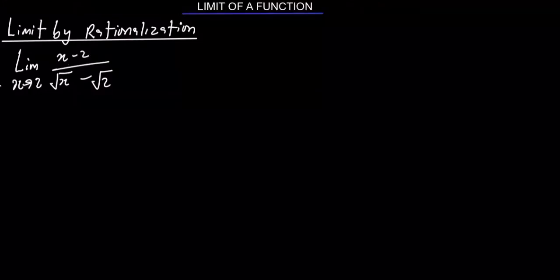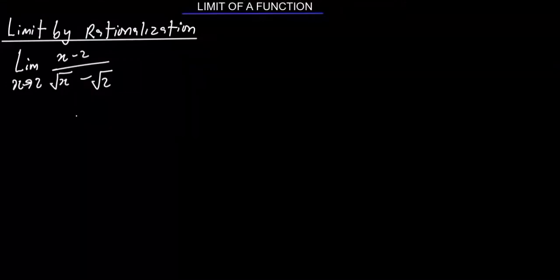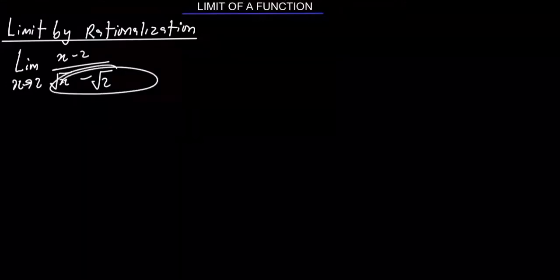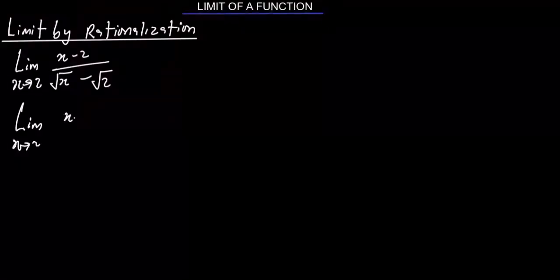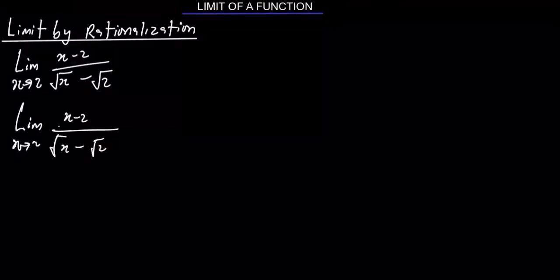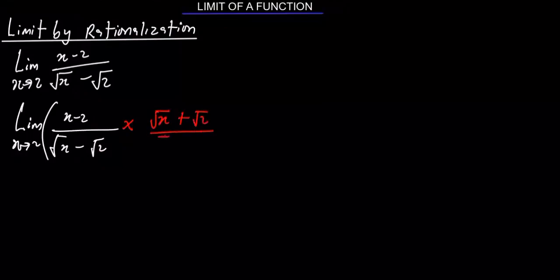So remember, how do we know where to rationalize? Where to rationalize is that point where you have your roots, and that is the denominator. So you have the limit as x tends to 2 of x minus 2 over square root of x minus square root of 2. Let us rationalize this part. So we multiply by square root of x plus square root of 2.